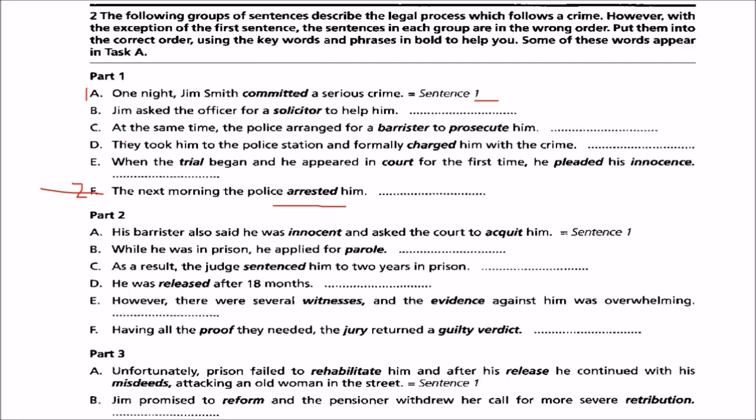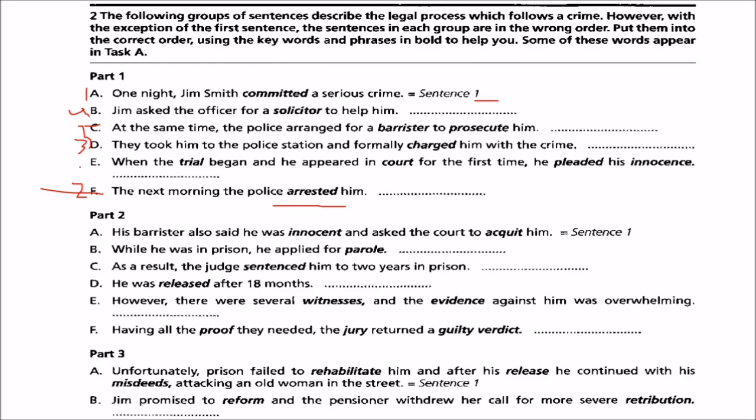Then we have this third. They took him to the police station, formally charged him with the crime. Then we have the fourth one, this one. Jim asked the officer for a solicitor to help him. Then we come to fifth one, that is our C. At the same time, the police arranged for a barrister to prosecute him.